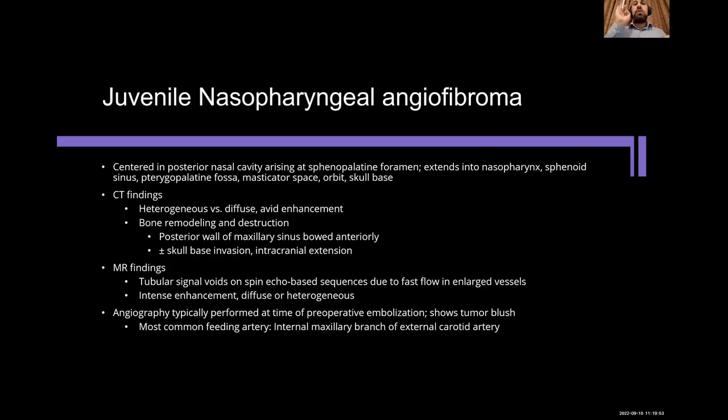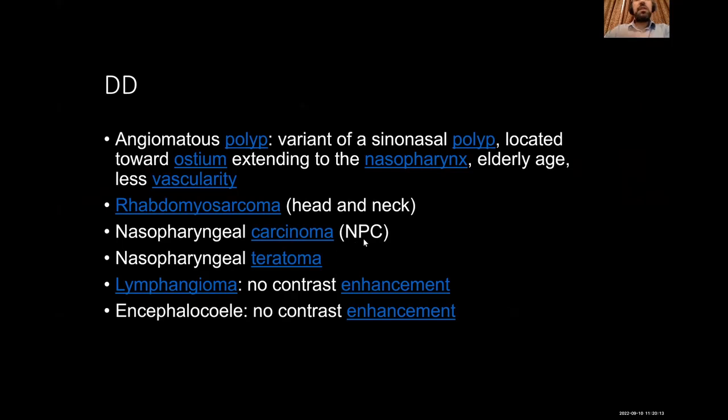On T2, if you find a hyperintense vessel, there is a high possibility of it being thrombosed. Intense enhancement on angiogram, and the feeding artery is the internal maxillary branch of the external carotid artery. Excellent answer.